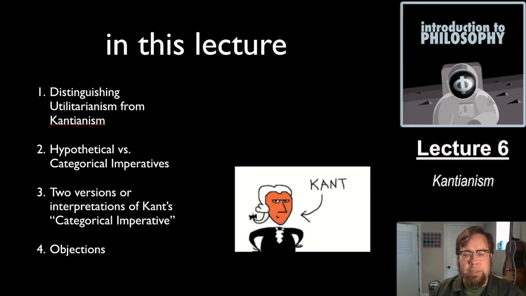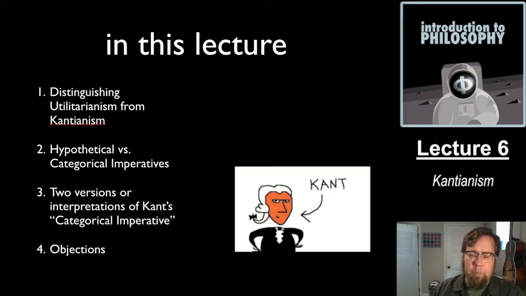on the ethics. We're going to start by distinguishing utilitarianism from Kantianism in a lot of ways. One of the best ways to understand what Kantianism is all about is to think about the ways in which it is rebelling against utilitarianism. Secondly, we're going to talk about a distinction between hypothetical imperatives and categorical imperatives. There's two kinds of imperatives, and they're very important to think about when we think about Kant's ethical theory, which is all about this thing that he calls the categorical imperative.